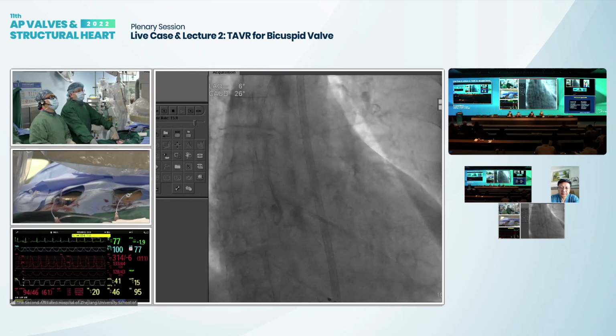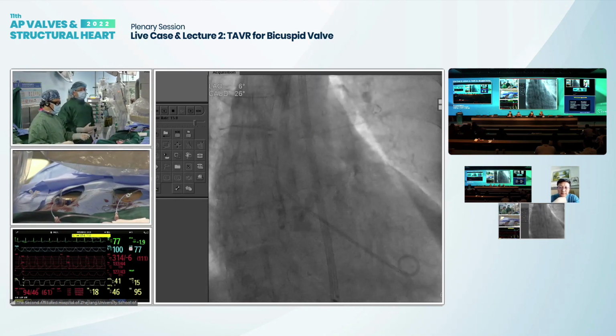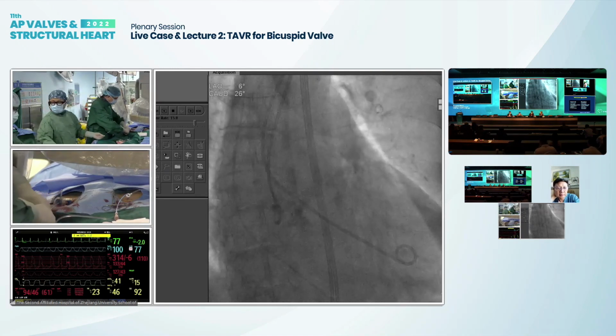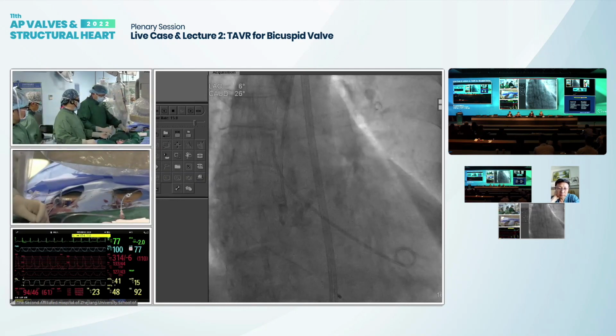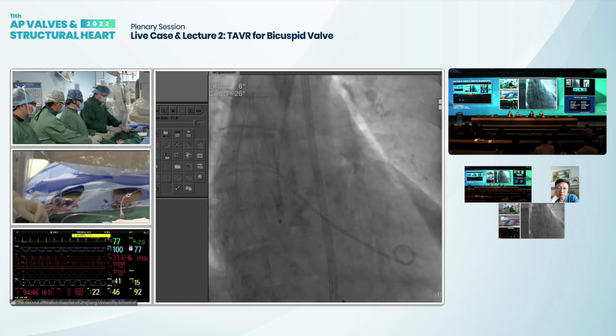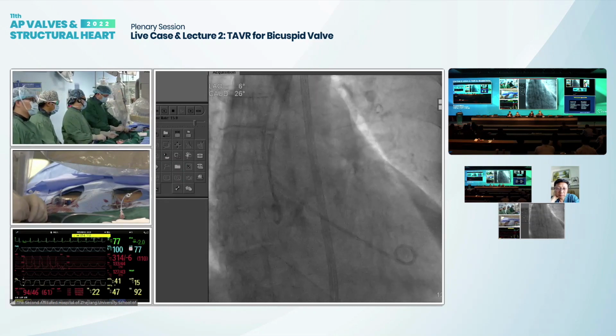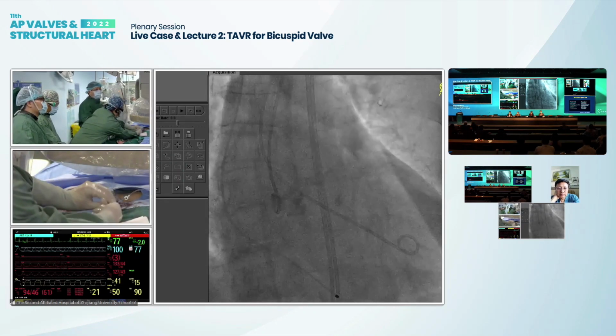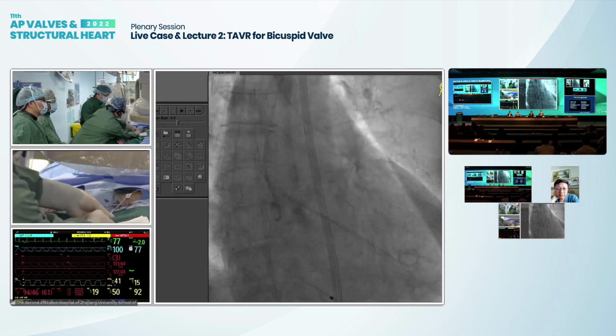180, almost 200. So it's a very typical hemodynamic sign for a patient with bicuspid aortic valve stenosis. So now we are going to try to put the wire in, then we are going to do the balloon sizing, the balloon valvotomy.